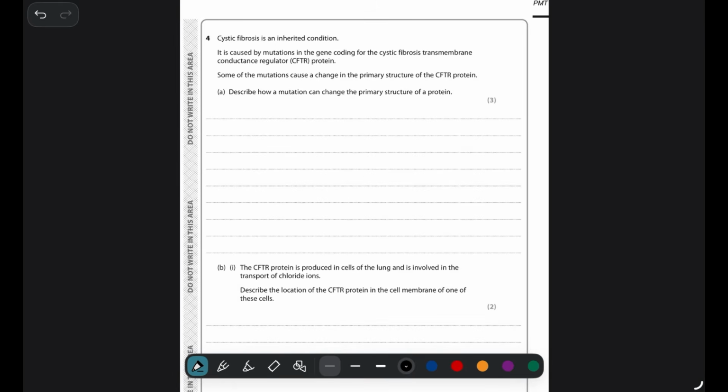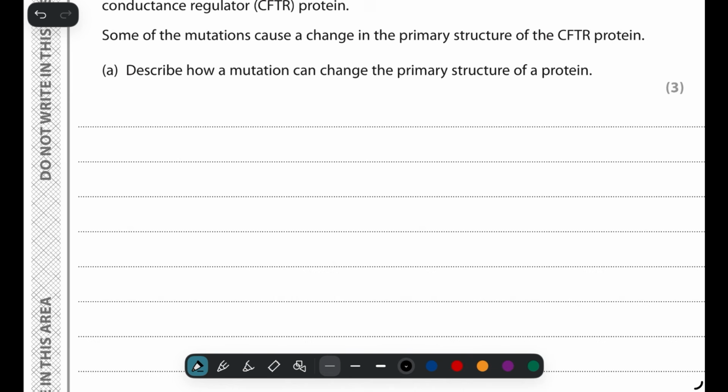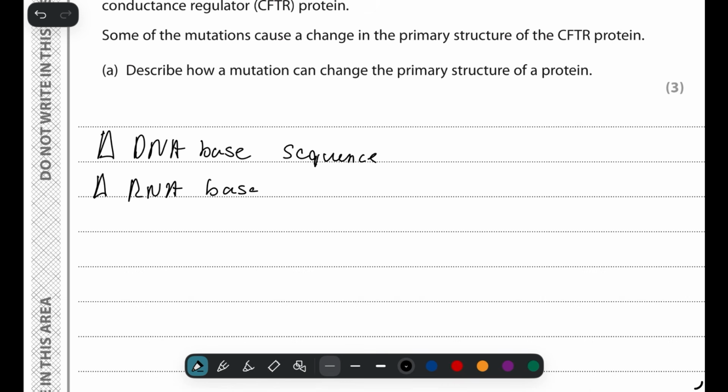Okay, so now we're talking cystic fibrosis. It's an inherited condition caused by a mutation in the CFTR gene. Now, the first question, part A, is saying, describe how a mutation can cause a change in the primary structure of a protein. This is one of my favorite questions in A-level biology because it's the same every time. So I'm going to just use a symbol. You have a change in the DNA base sequence, and we'll follow a logical chain. So change in DNA base sequence, which causes a change in RNA base sequence.